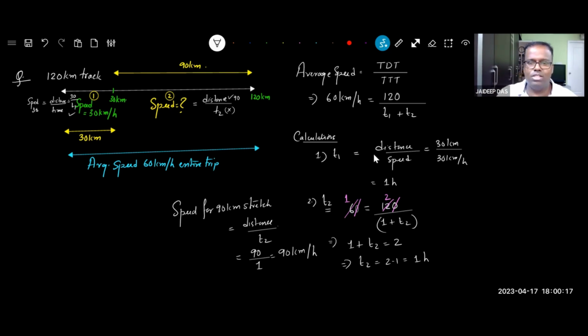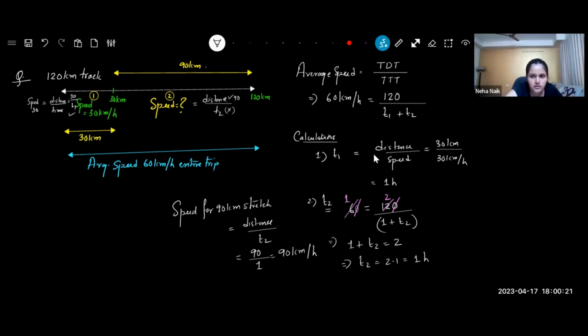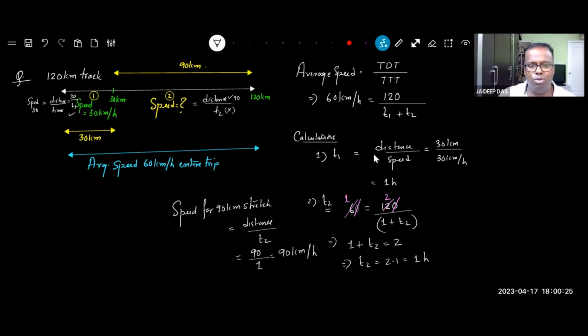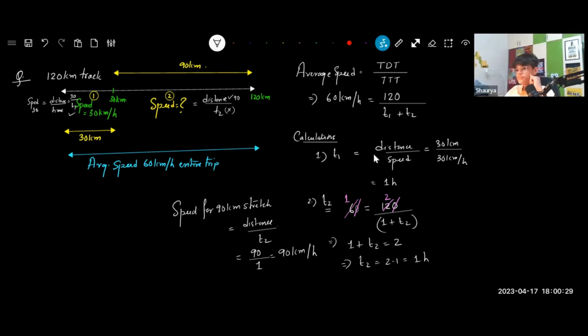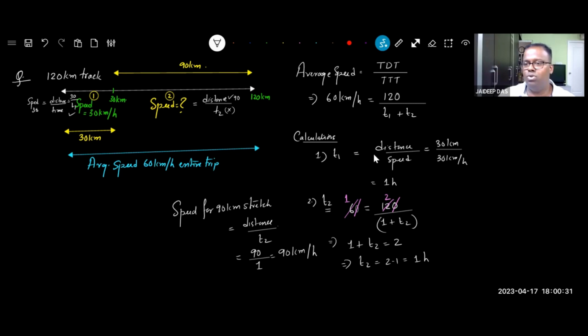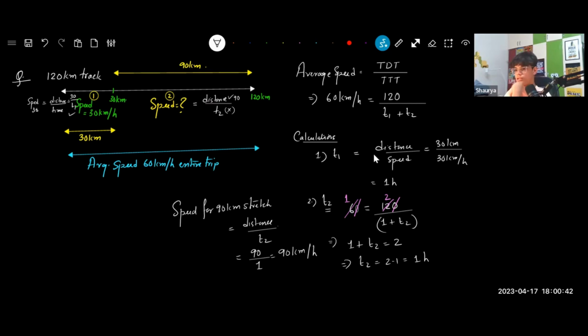How much was the distance, children? Overall distance? 120. What is the average speed you were asked to maintain throughout the journey? 60 kilometers per hour. You were supposed to maintain how much? 60 kilometers. Do you agree? If you maintain 60 kilometers per hour, in what time will you cover 120 kilometers? 2 hours.